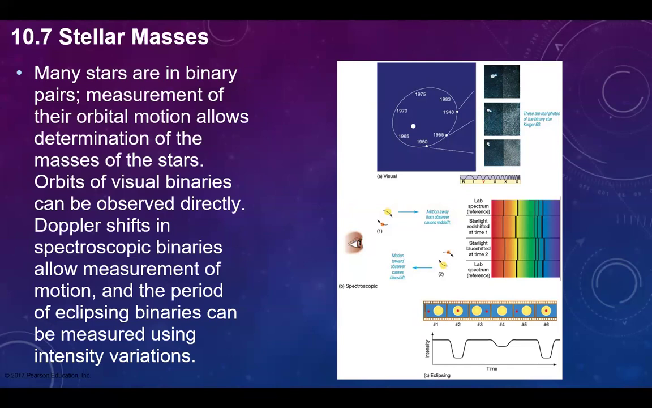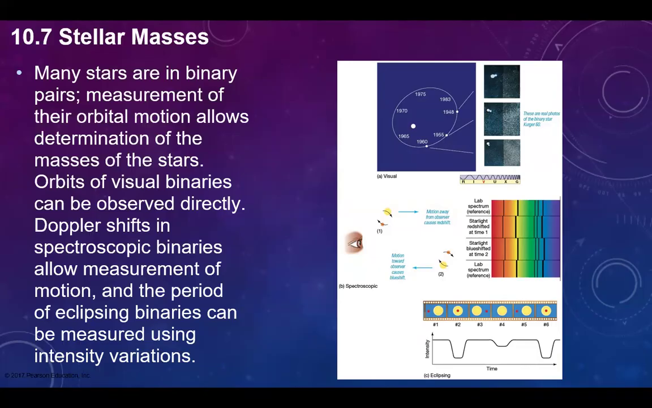If you have a binary pair of stars, there are 3 ways that they can occur. You can have an orbital binary where you can see both stars. Thus, you can measure their orbits directly. This is the easiest to measure and analyze.